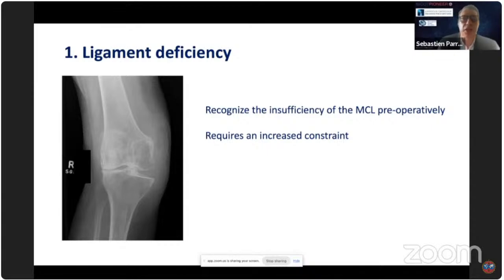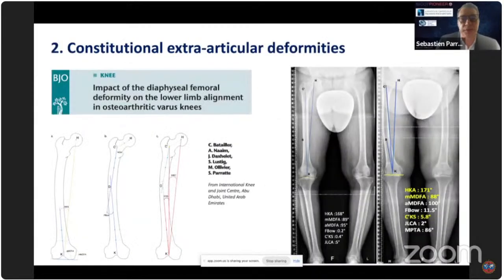ligament deficiency. You have to recognize the insufficiency of the MCL preoperatively because it might increase constraint, and then you have to be ready intraoperatively to use a specific type of implant. The second situation is the constitutional extra-articular deformities. We published with Cécile Bataillé and Mojieb Lustig a paper showing the influence of the extra-articular deformity into the joint. You have to be able to identify that preoperatively to understand the impact of the extra-articular deformity on the joint.